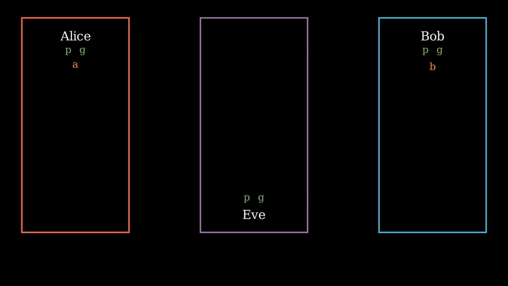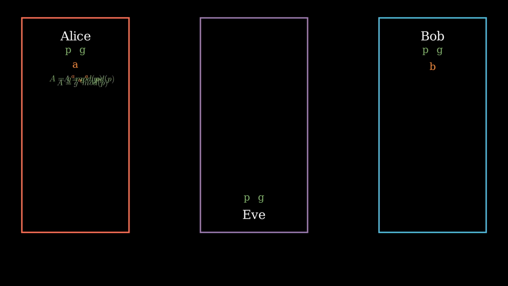Next, Alice and Bob are going to create what we call their private keys. We're just going to denote these as lowercase a for Alice and lowercase b for Bob. And here we'll also denote that orange text represents information that's considered private and thus not sent over the insecure channel. And green text is public, and it will get sent over the insecure channel, and Eve will be able to see it.